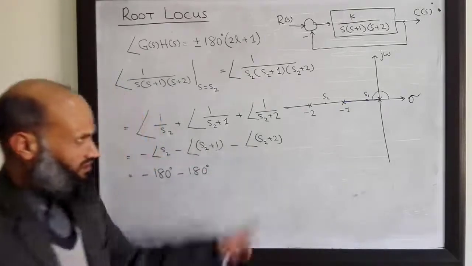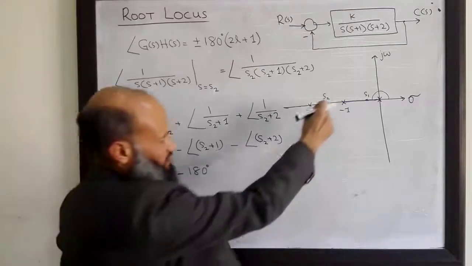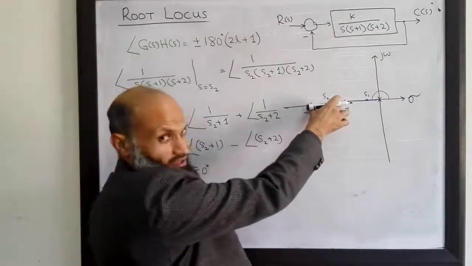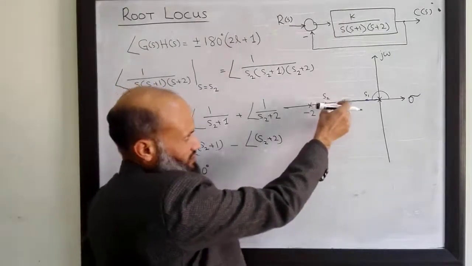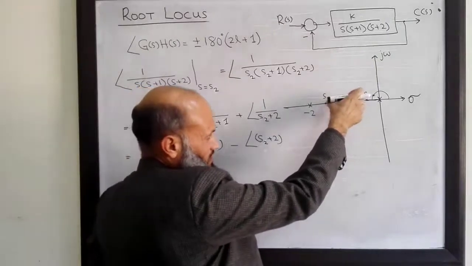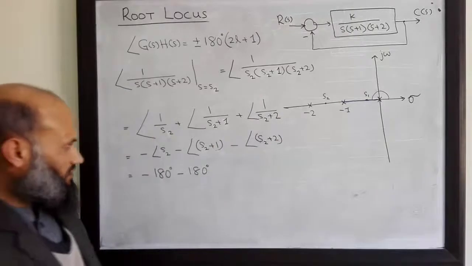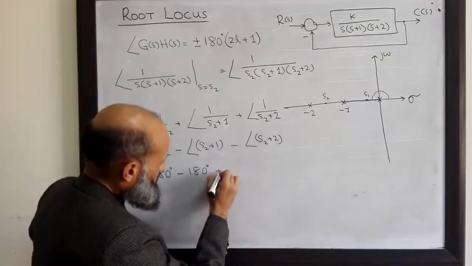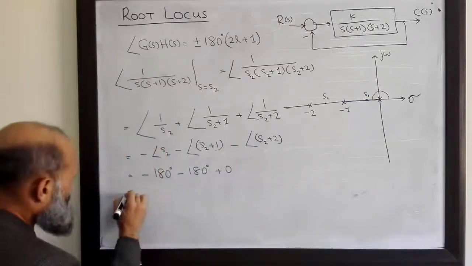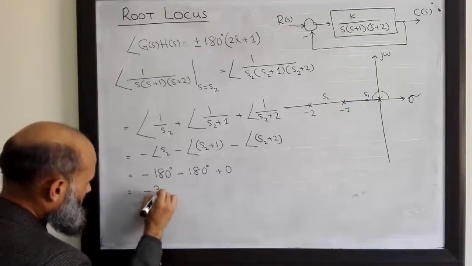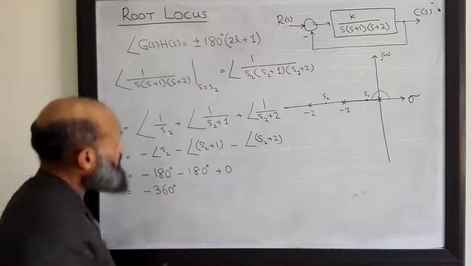What about this point S2 plus 2? This point is between minus 1 and minus 2. So S2 is less than 2 in magnitude, so this number will come out to be a positive number. The angle of a positive number is 0. So this angle is minus 360 degrees.